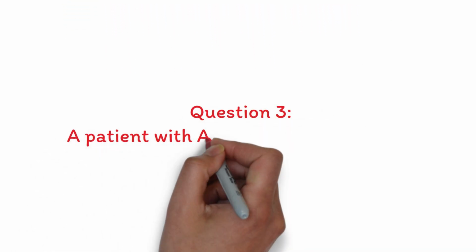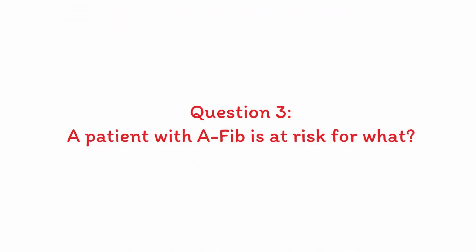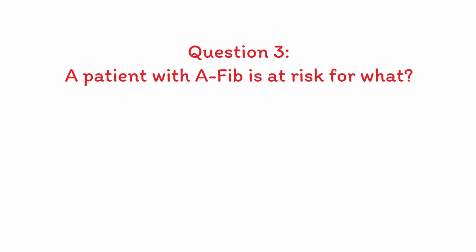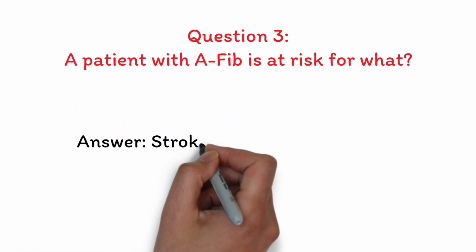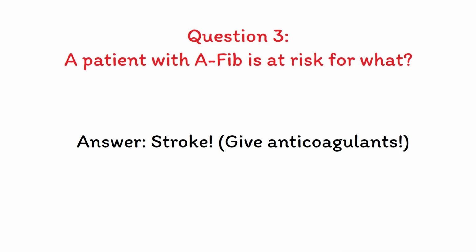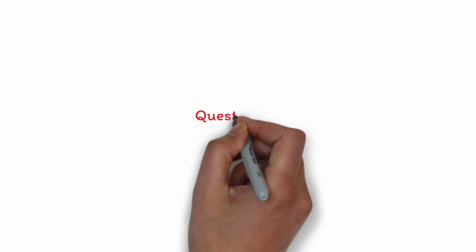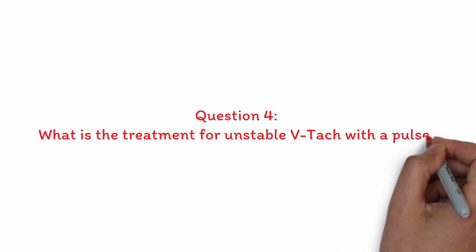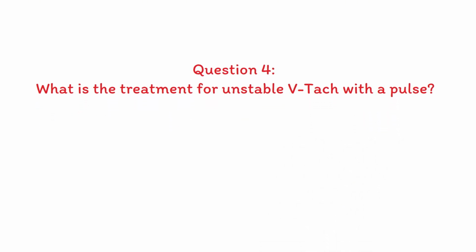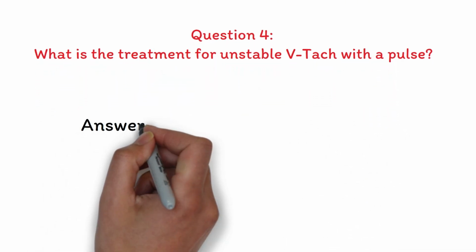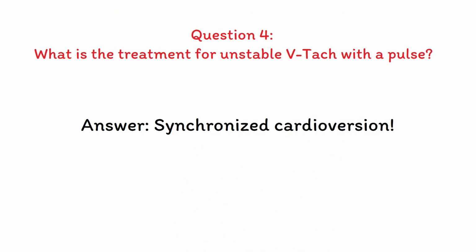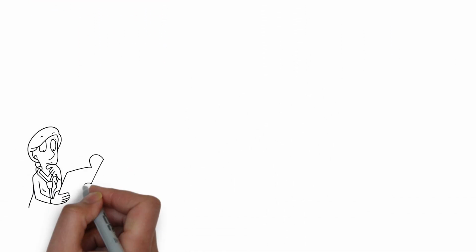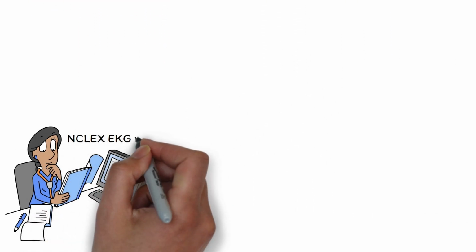Question 3: A patient with AFib is at risk for what? Answer: stroke. Give anticoagulants. Question 4: What is the treatment for unstable VTach with a pulse? Answer: synchronized cardioversion. And that wraps up today's NCLEX EKG review.